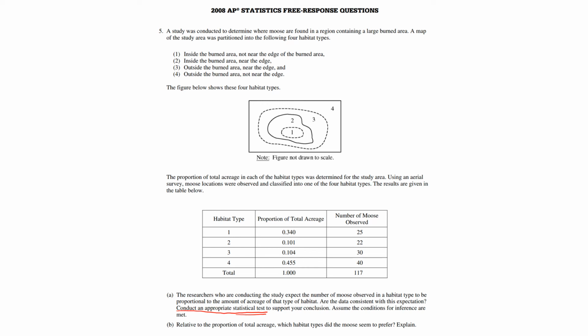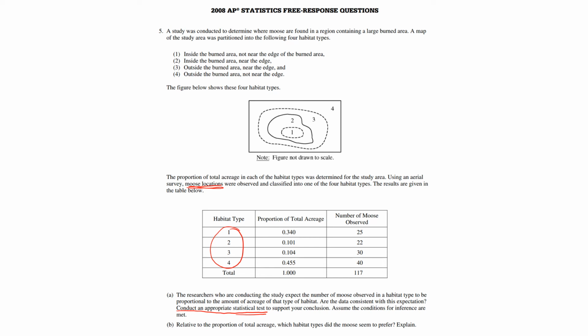So let's look at our variable. We have only one variable, moose locations. That's the only thing they determined. It's clearly categorical with 4 categories. We look to see how many moose were in each habitat type. So I have one categorical variable with 4 categories. So this is clearly a chi-square test.